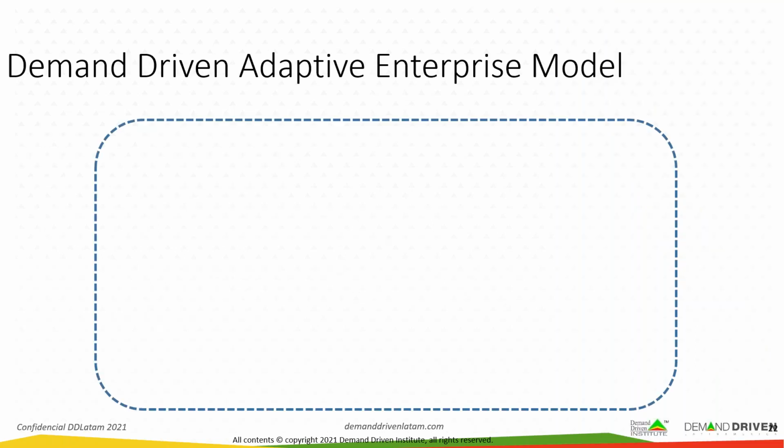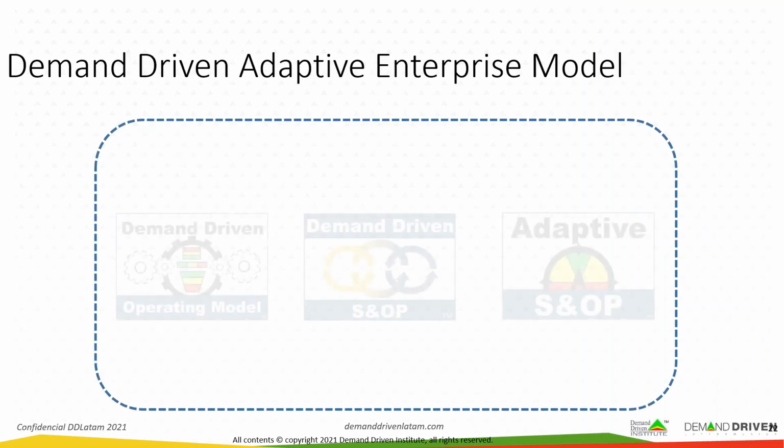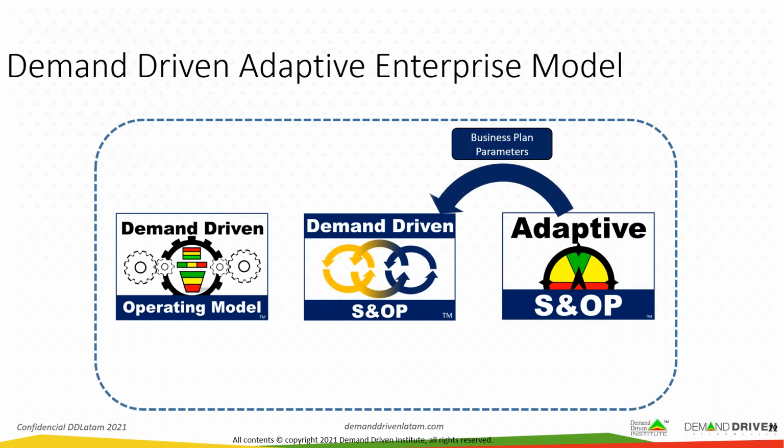So let's wrap up with the demand-driven adaptive enterprise model. It's 3 pieces. What happens is out of adaptive S&OP, which is handling the strategic relevant range, we're getting the parameters of the business plan, a range, an expected number, an optimistic number, a pessimistic number. But we have to cross that chasm. We've got to connect strategy to operation, and that's done by DDS&OP.